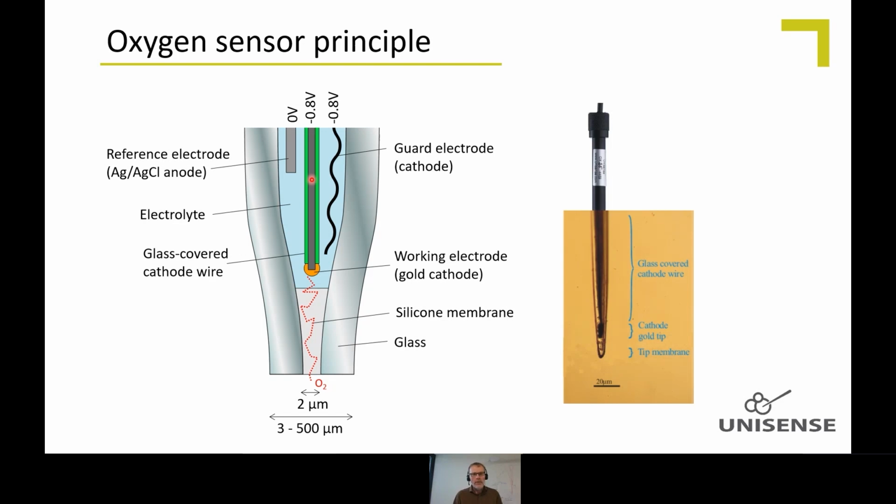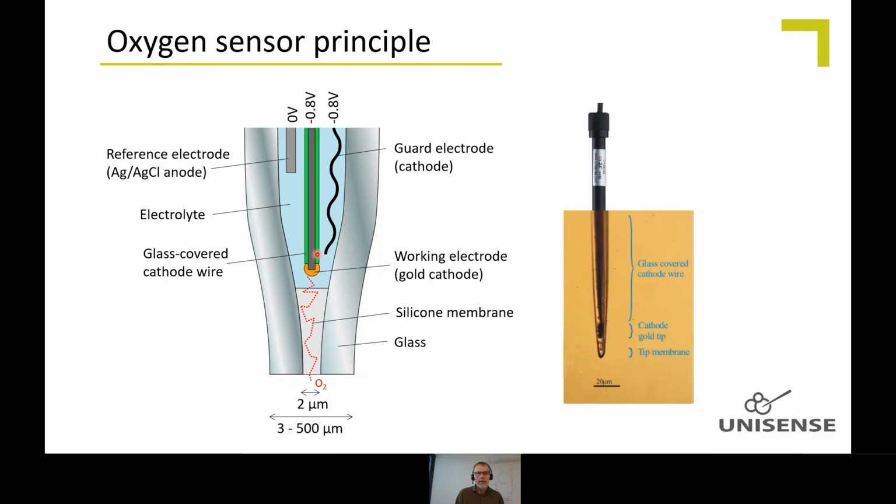The sensor has a cathode in the center here. It's a platinum wire coated with glass for electrical insulation, and then exposed at the tip with a piece of gold on it. It's charged negatively at minus 0.8 volts relative to a reference electrode sitting further back in the sensor. And there's an electrolyte inside, and there's a guard cathode. The function of the guard cathode is that such electrolyte will always contain oxygen, so when you switch it on, this guard cathode, which is also negatively charged, will consume the oxygen here.